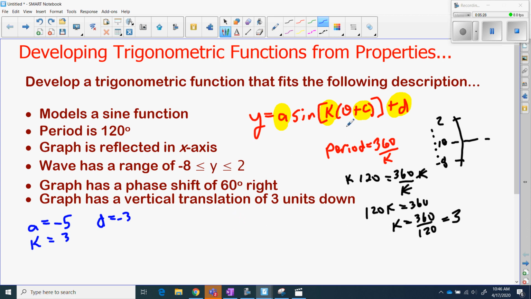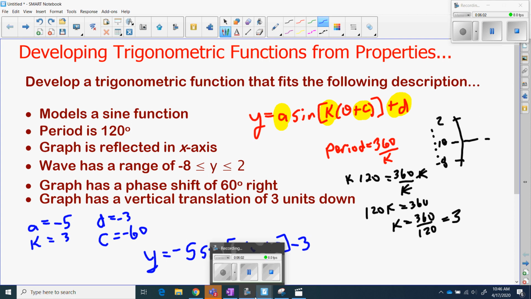Phase shift 60 right. Well, to make a graph go 60 right, you need to put C in as a -60. That's it. We got everything. So now we just go and fill it all in. So here's my equation. Y equals -5, axis to make sine, sine. K would be 3. Theta -60. And down 3. There's your down 3.